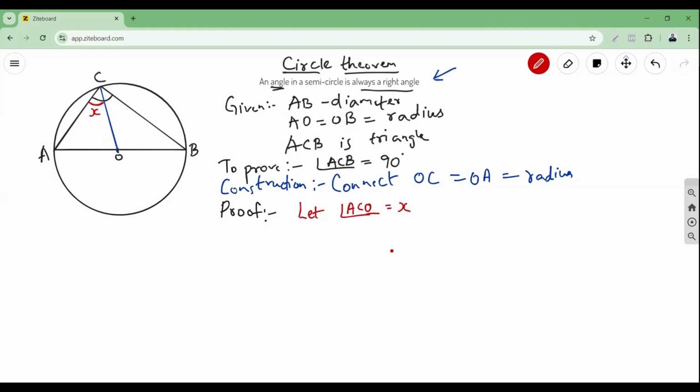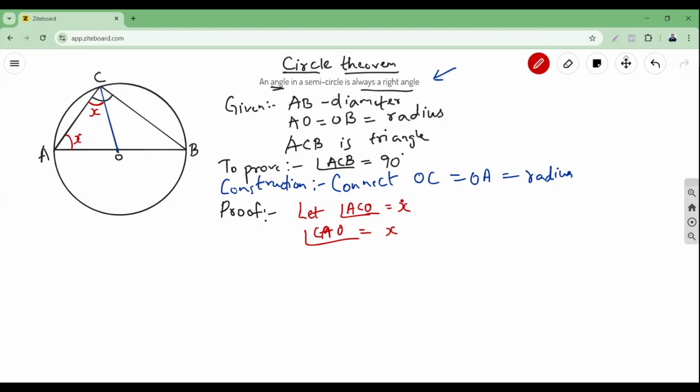Okay. Let angle ACO be x. Now, if that is x, we know it's an isosceles triangle, so this will also be x. Correct? So what happens? CAO is also x.